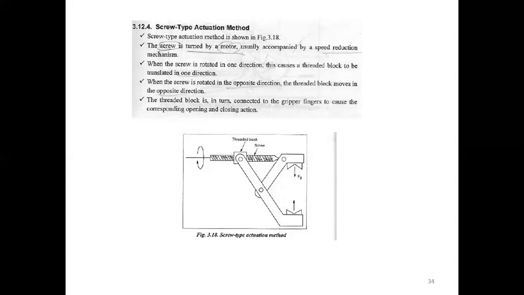Next, the screw type method. The screw is turned by a motor, usually accomplished by a speed reduction mechanism. So when the screw is rotated in one direction, this causes the threaded block to be translated in one direction. These are the conditions.